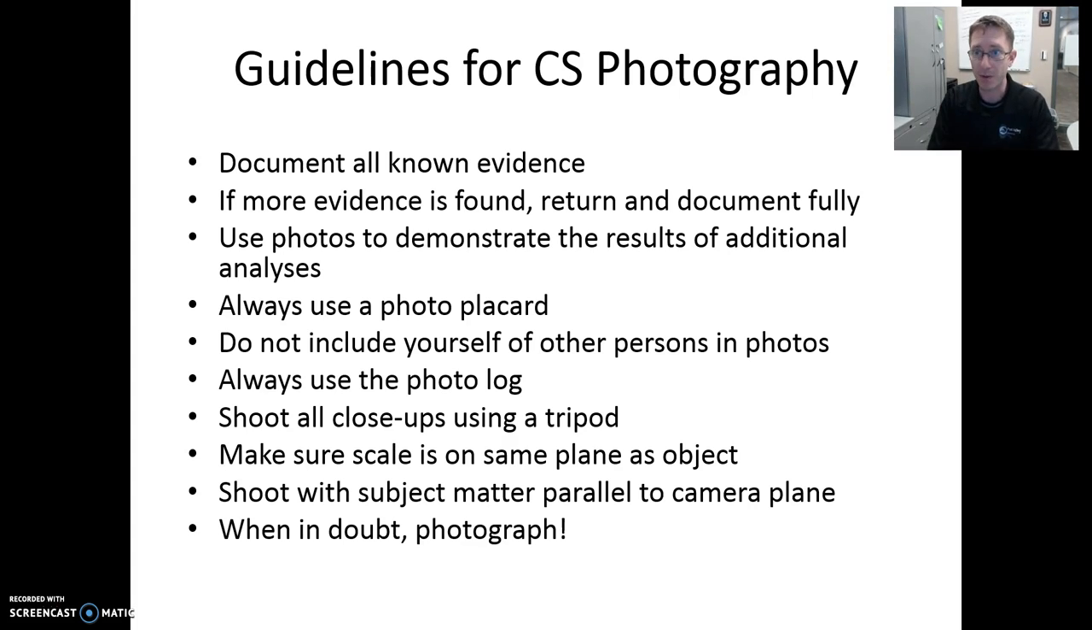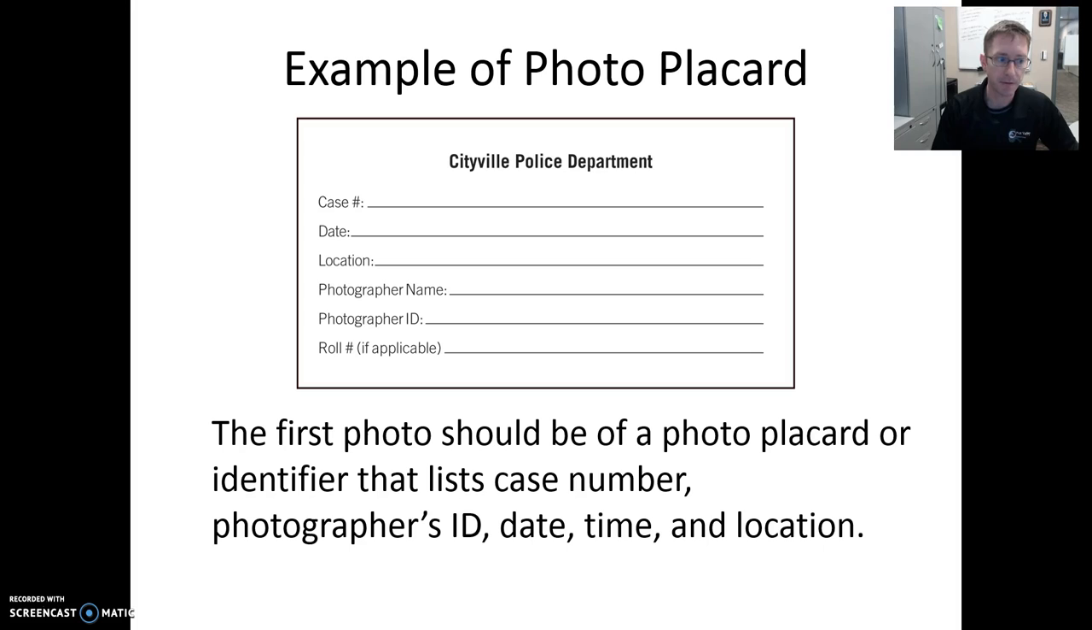So we'll come back to that. You'll probably hear me talk about that again. When in doubt, take a picture of it. I'd rather you take too many pictures than not have enough at your crime scenes.